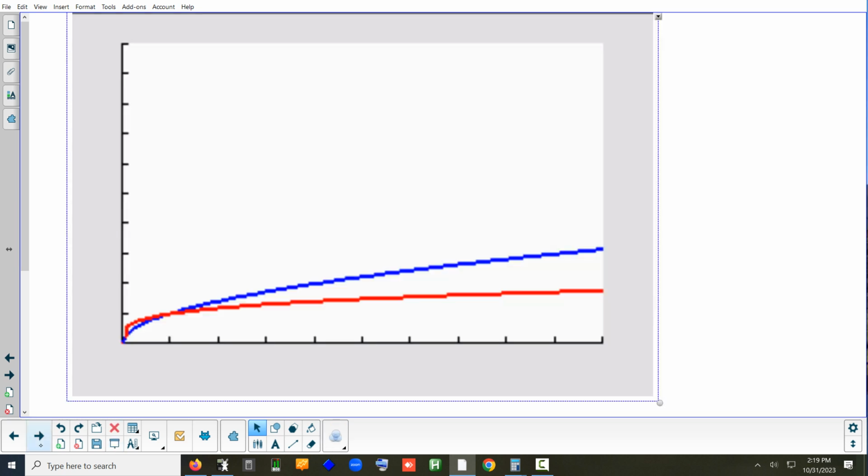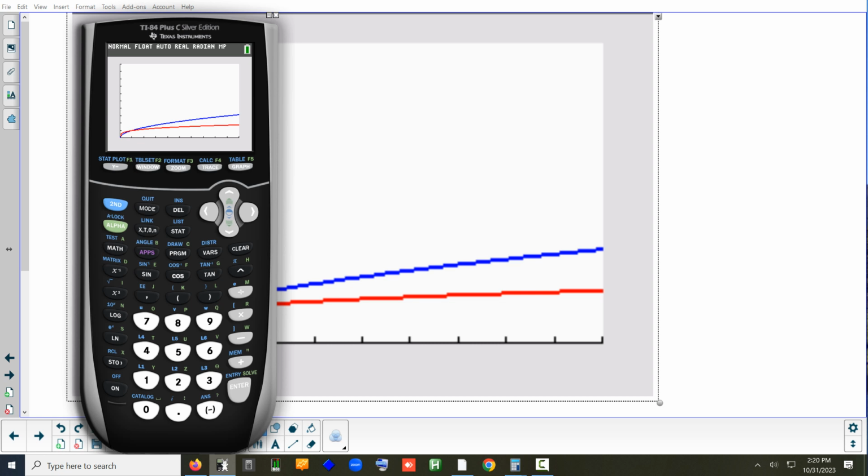Where'd that graph go? There it is. At 1, they're exactly equal. But after 1, one of them is under. Before 1, that one is above. So 1 is an important number when we're doing even roots. Okay? It's kind of where the roots change places.